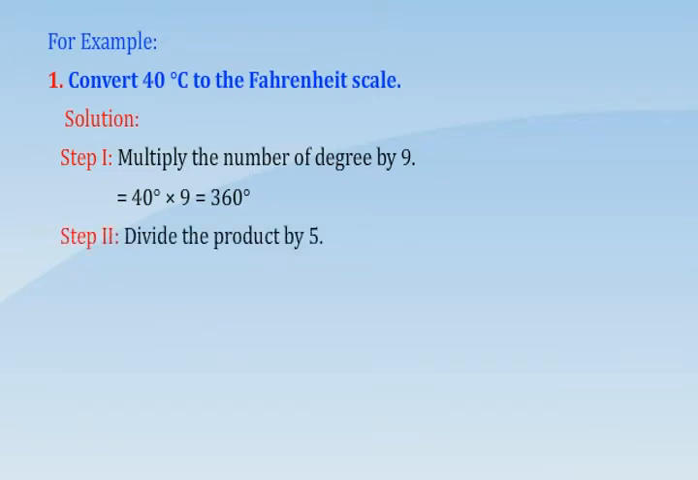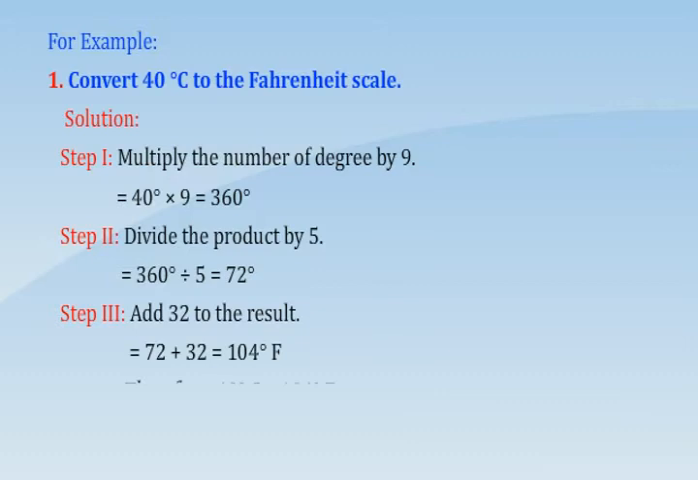Step 2. Divide the product by 5. 360 degrees divided by 5 is equal to 72 degrees. Step 3. Add 32 to the result. 72 plus 32 is equal to 104 Fahrenheit. Therefore, 40 degrees Celsius is equal to 104 Fahrenheit.